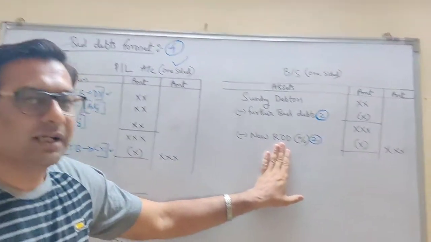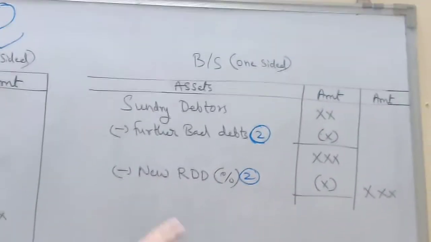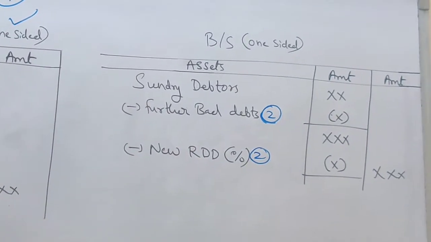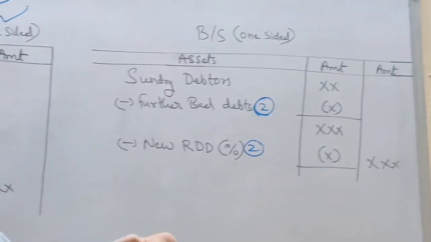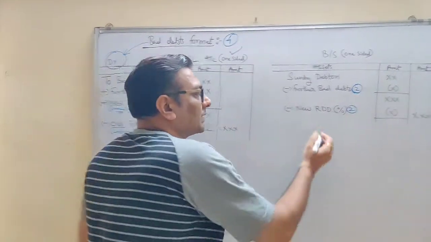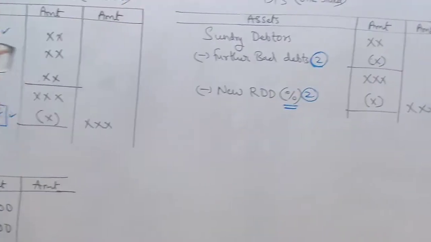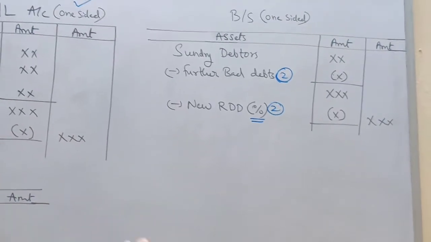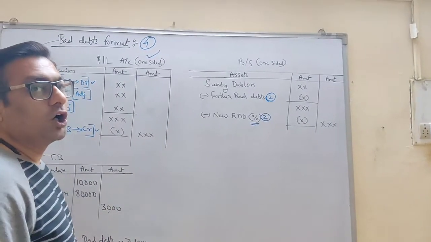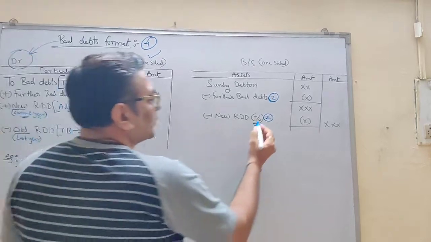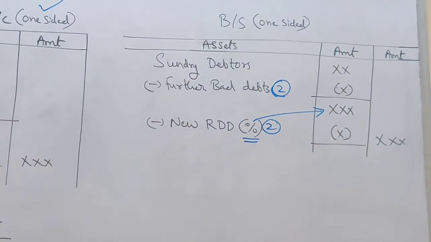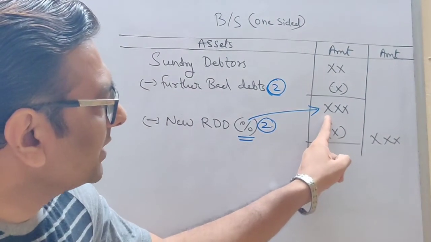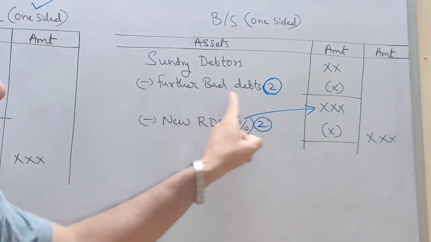New RDD, I already explained to you. This is this year's reserve, this year's provision for doubtful debts, and you are going to calculate it. So how to calculate? Percentage will be given to you. It may give you 5%, 4% on debtors. So you will calculate on this amount. Which is this amount, students? After deducting further bad debts.